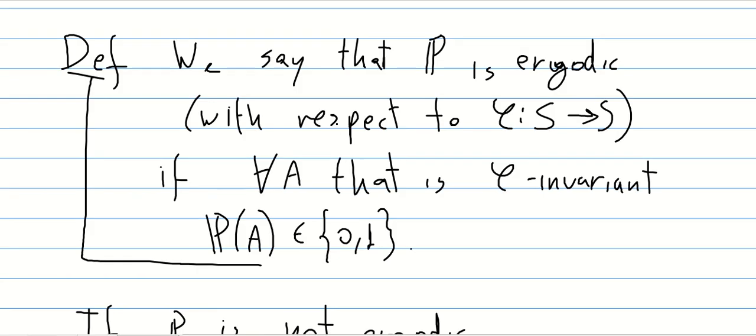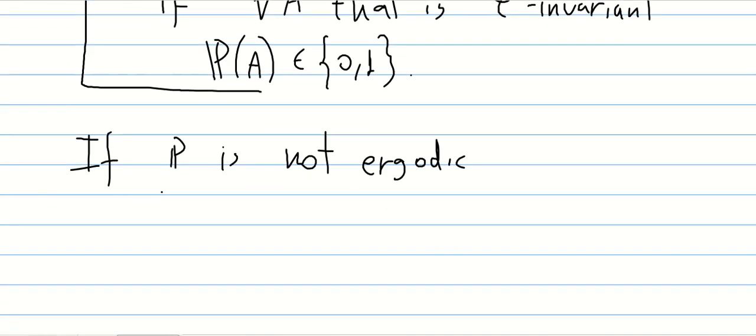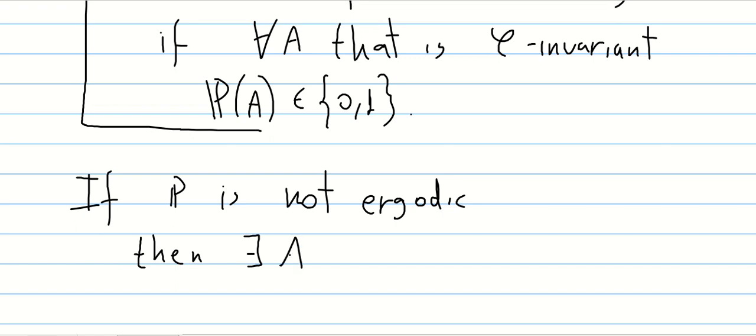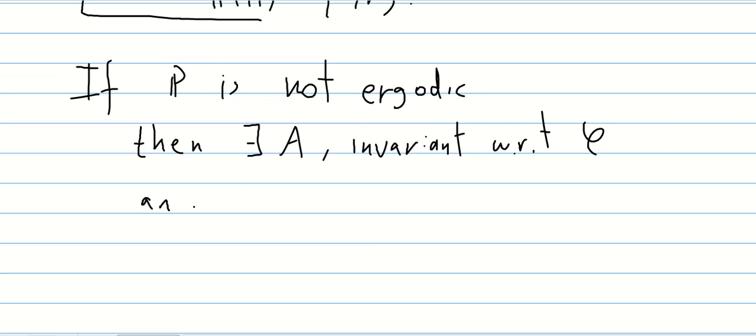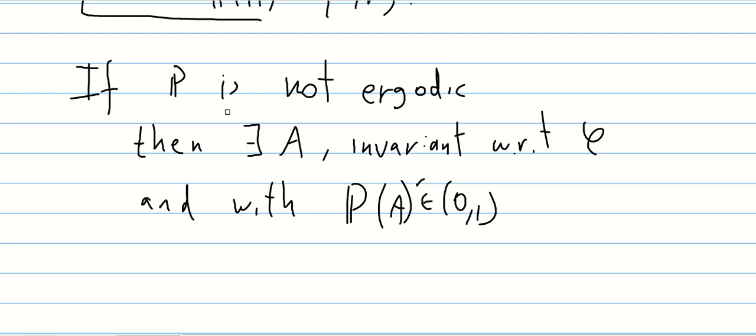So let's just take the definition and negate it. Then there exists an A, right? Invariant with respect to phi, and with the probability of A between 0 and 1 strictly. So here this is just the negation of the definition.